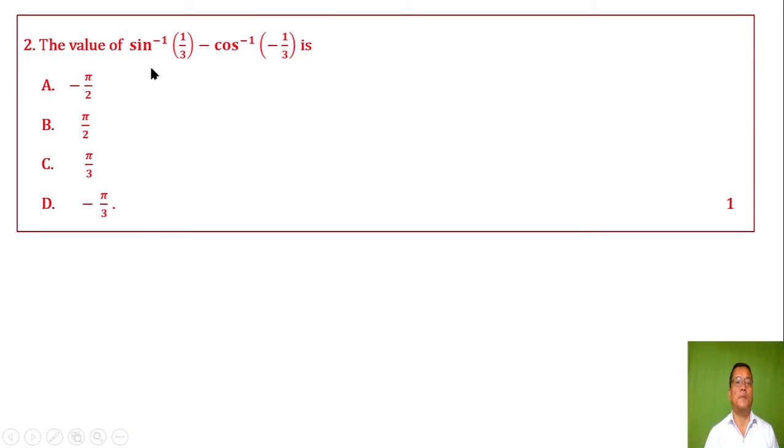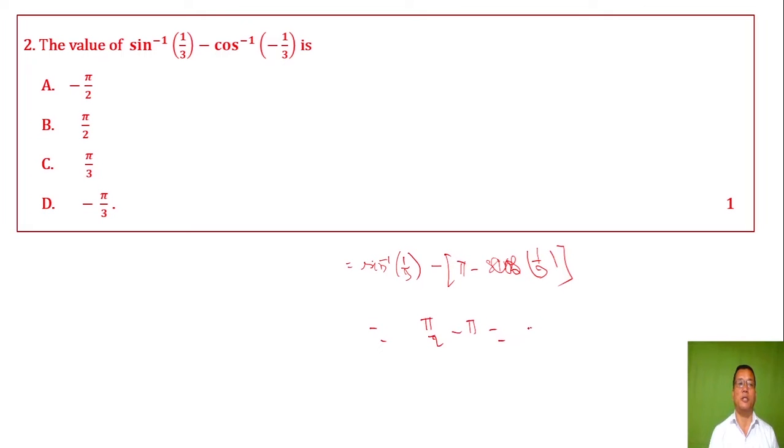Question number 2. The value of sine inverse of 1 by 3 minus cos inverse of minus 1 by 3 is? This is equal to sine inverse of 1 by 3 minus pi plus cos inverse of 1 by 3. Cancelling, we get pi by 2 minus pi, that is minus pi by 2. Correct answer is A.